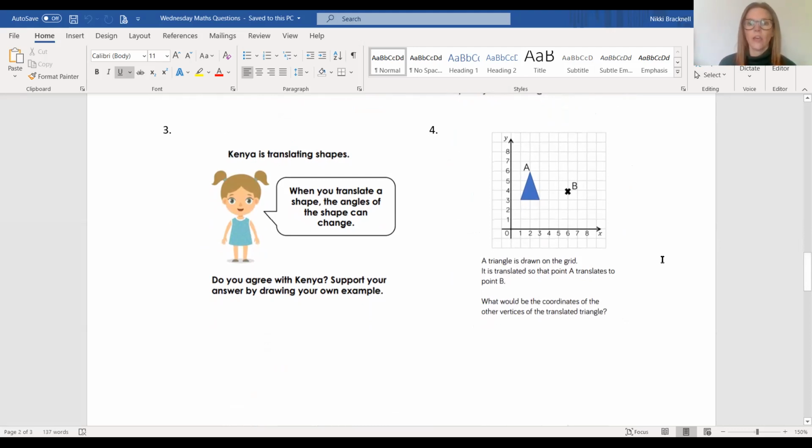And then finally, a triangle is drawn on the grid here. It is translated so that point A translates to point B. What would the coordinates of the other vertices on the translated triangle be? So they are your questions. So obviously you can check the answers have been provided, and no cheating. You can check your answers to make sure that you have got them correct.